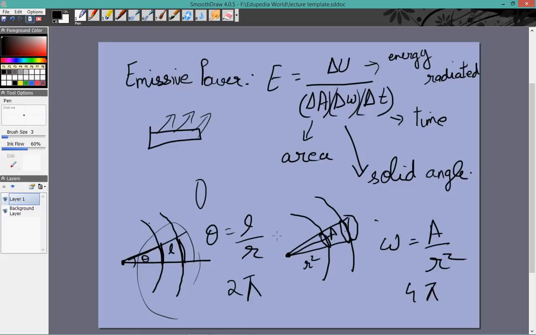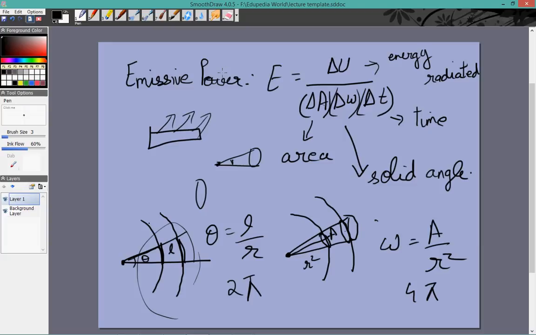Right? So omega is always between 0 and 4 pi, and it just depends on how much of a cone you are looking at. If you have a point object and you want to look at just this particular region, then you'll just take this solid angle instead of all of space. Right? So this is emissive power. It is a measure of the energy radiated per unit area, per unit time, per unit solid angle.